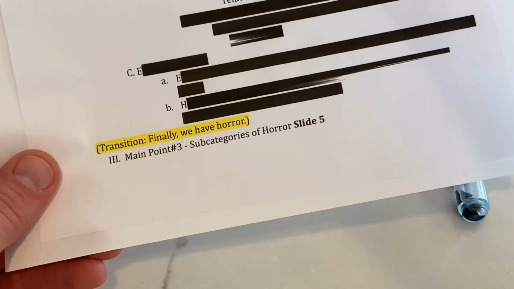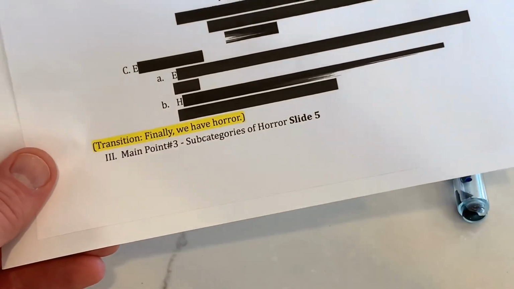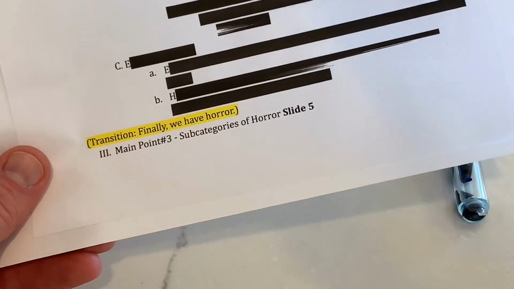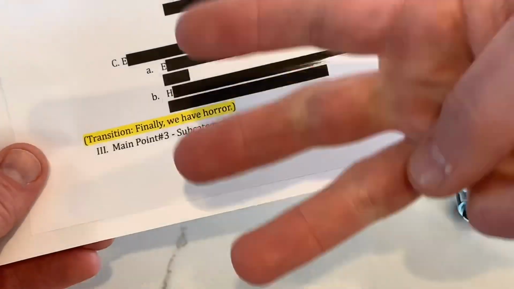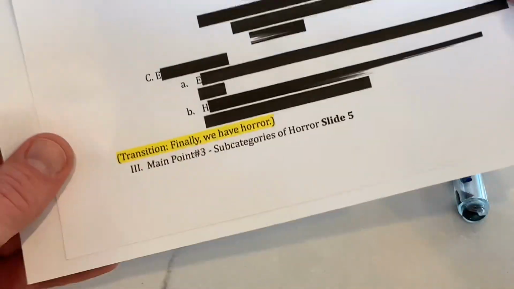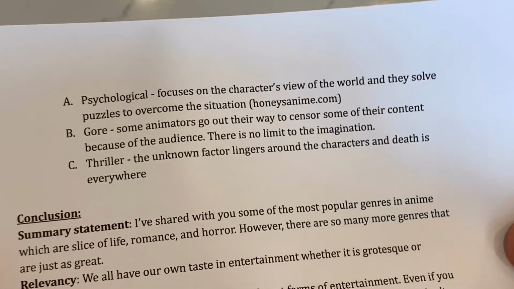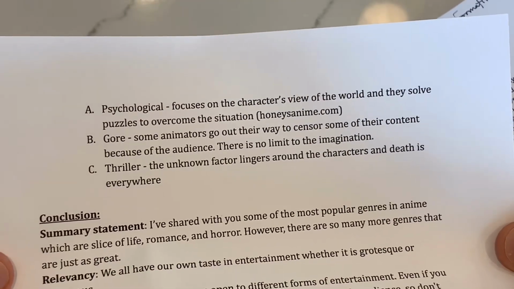Okay, I want more of that. Internal preview. I want more of that. Internal summary. "So now that we've talked about slice of life and romance, let's talk about the third genre, horror," right? And we want that third, okay? So horror, and then she gets into that, all right? Okay, so what are the different types of horror? There's psychological horror, there's gore, and then there's thriller, okay?